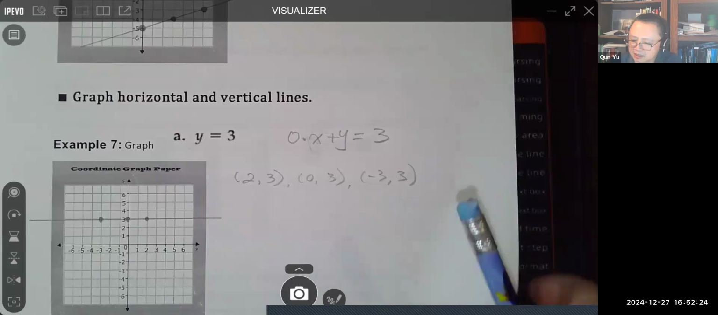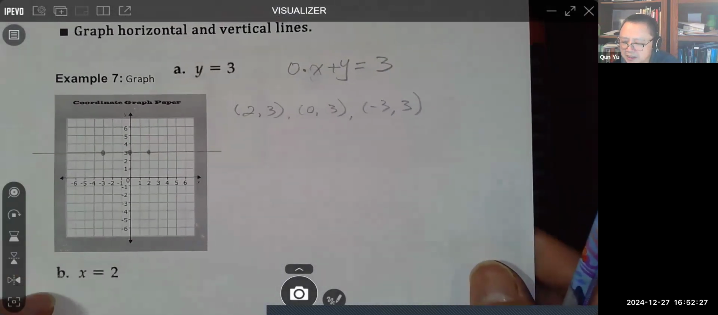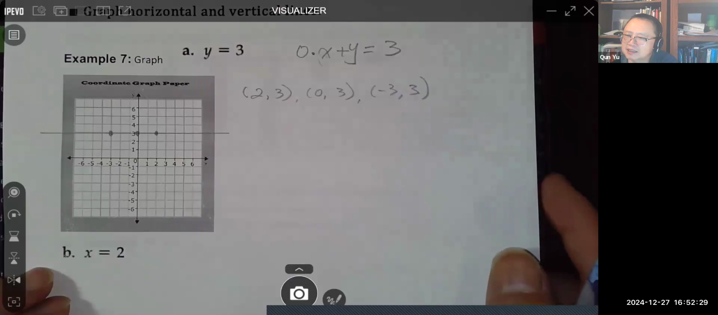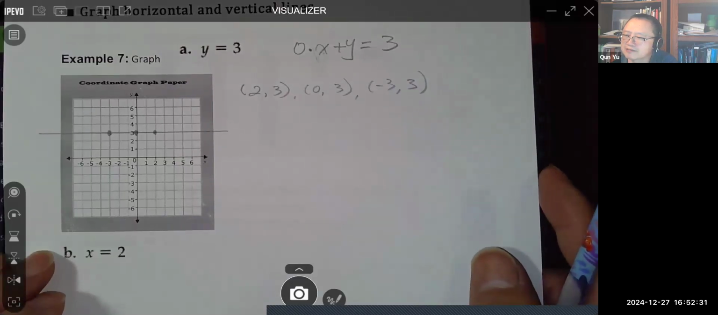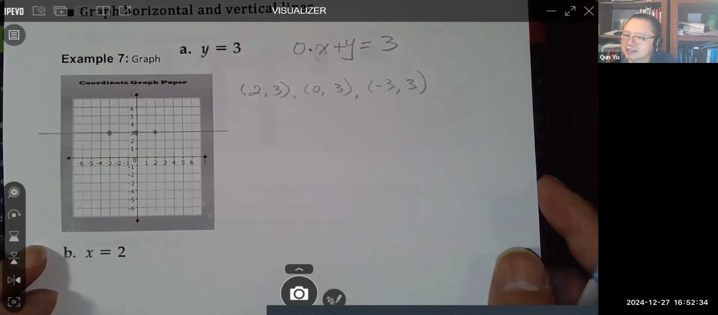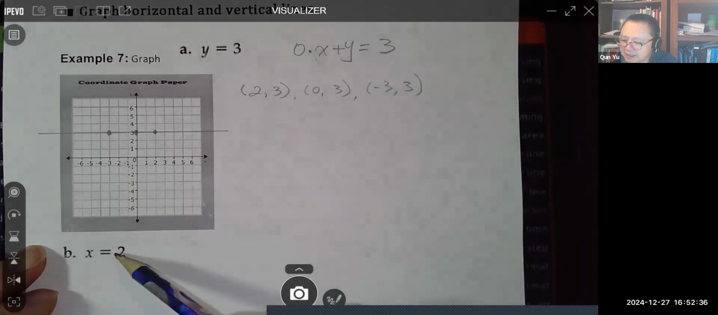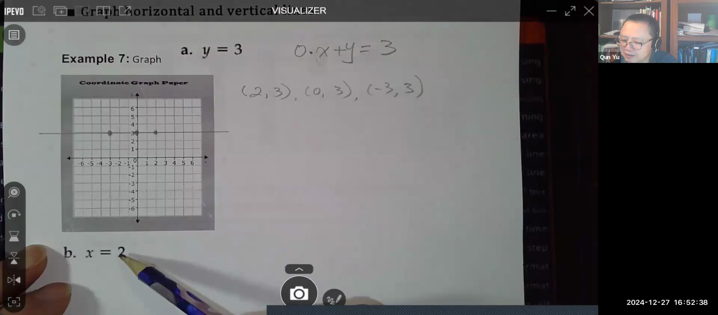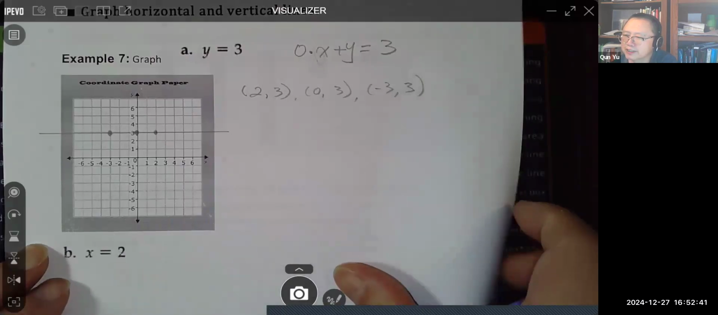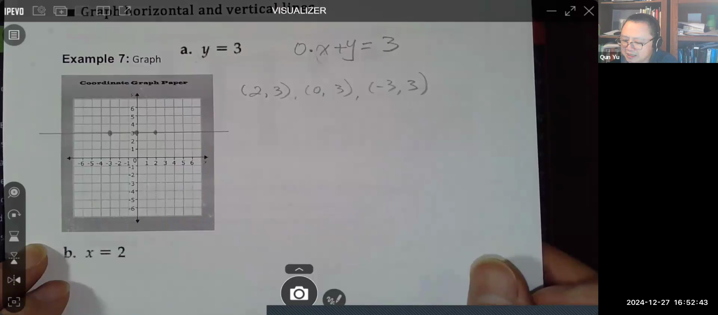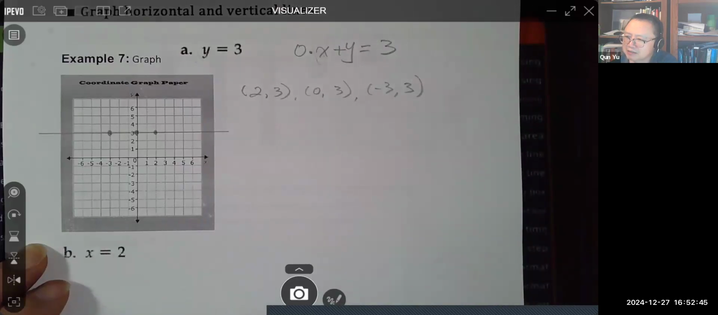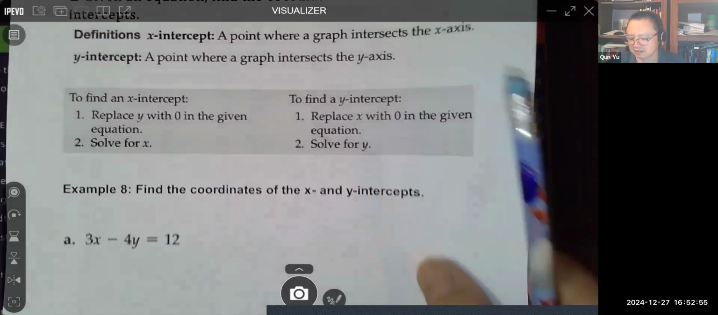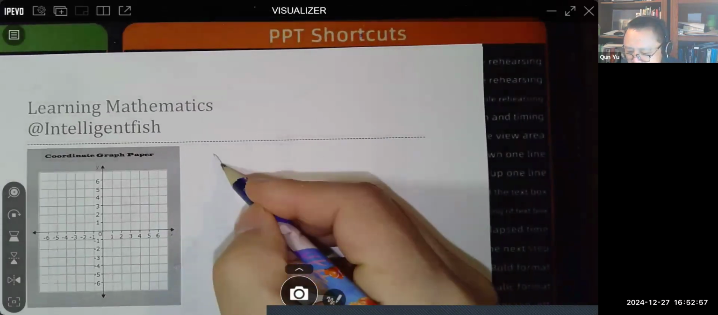Now let's look at the other one, B, x equals 2. In this case, x value is fixed. Remember, x goes horizontally, right? Horizontally, you have to be at this value 2. You cannot move horizontally, really. But y is not part of it. That means y doesn't matter. Y can be any number, it doesn't make any difference. So vertically, you're free to go. Horizontally, you're fixed. So you're going to get a vertical line. So let's look at this. We get x equals 2.